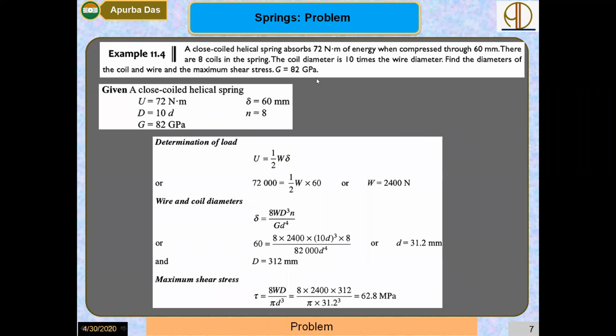G is given. So what are the parameters given? U, the total energy, is given as 72 Newton meter. The mean diameter of the coil is given as 10 times the diameter of the wire, and the deflection is given as 60 millimeter, and it has 8 coils in the spring. That means N is given as 8, and the modulus of rigidity G is given as 82 GPa.